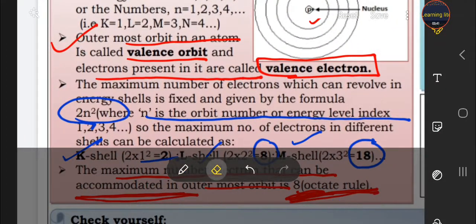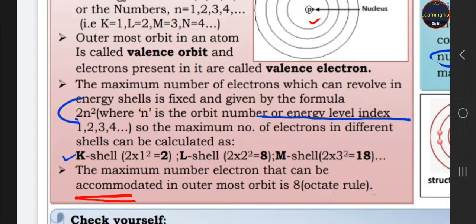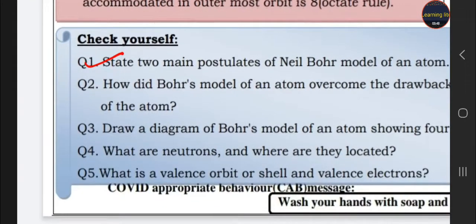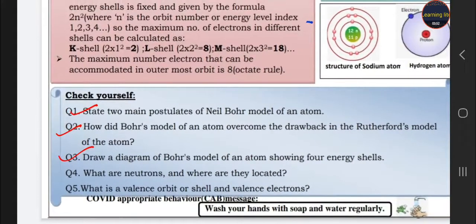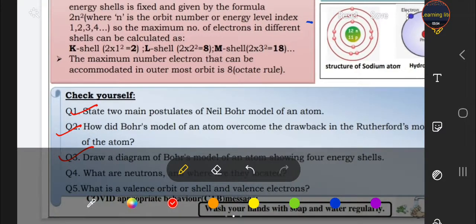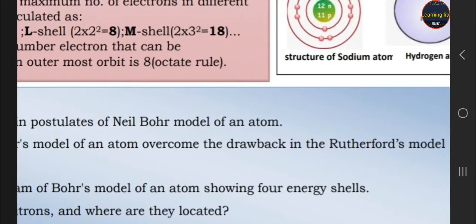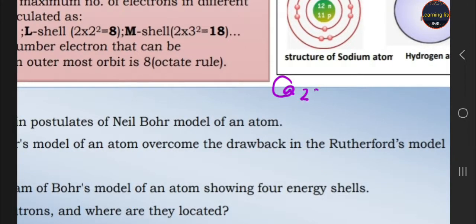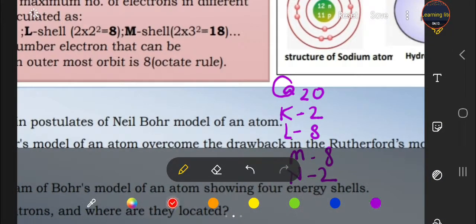Question number 3. Draw the diagram of Bohr model of atom showing 4 energy shells. So we take an example of calcium here, students. Calcium 20: K 2, L 8, M 8 and 2. Now we have to draw the diagram.